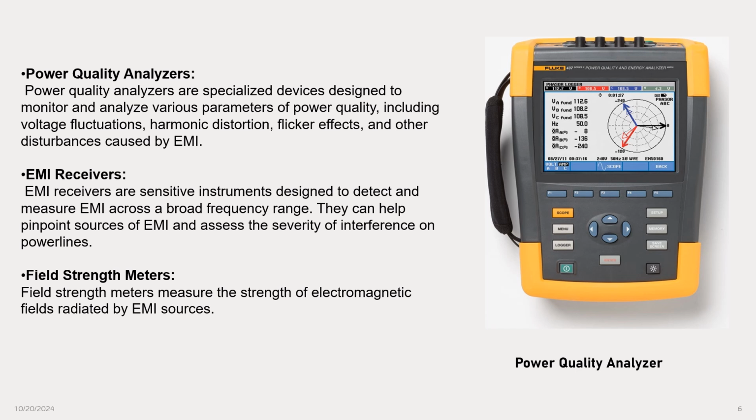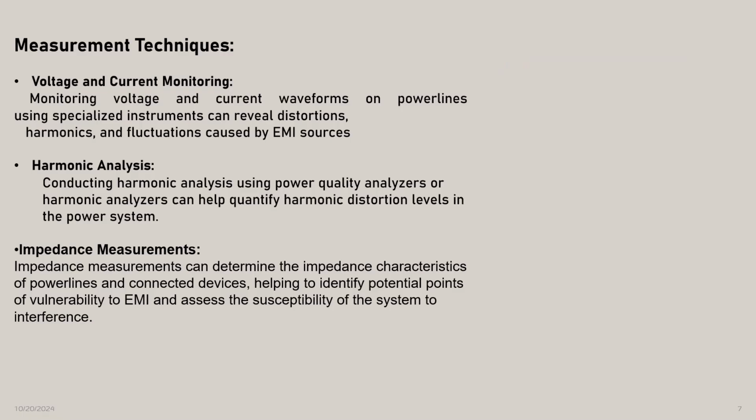Field strength meters. Field strength meters measure the strength of electromagnetic fields radiated by EMI sources. They are useful for identifying radiated interference in the vicinity of power lines and determining the intensity of electromagnetic fields at specific locations. A few of the measuring techniques are as follows.